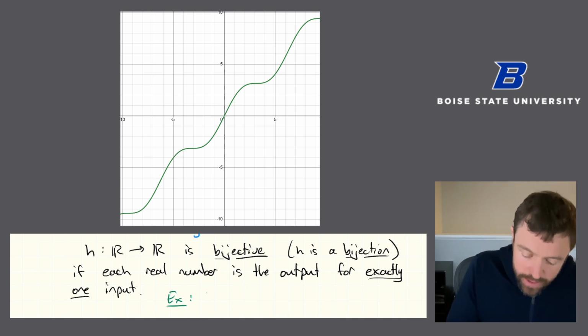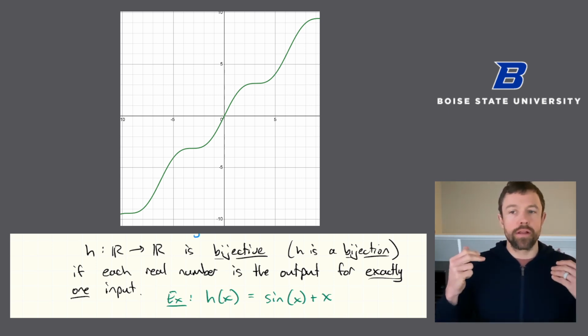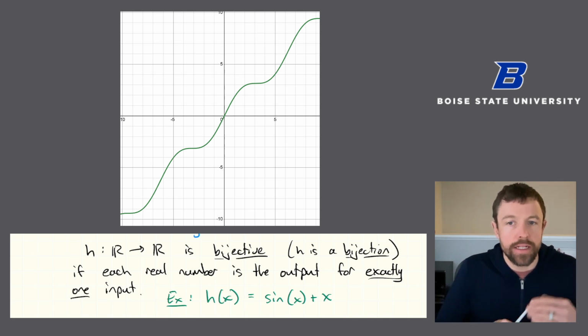And I'm calling this h. This is the function sine x plus x. So this is a bijection. And what this says in terms of horizontal lines is that if I draw a horizontal line across this graph, it will always cross this graph exactly once. It won't cross in two spots.